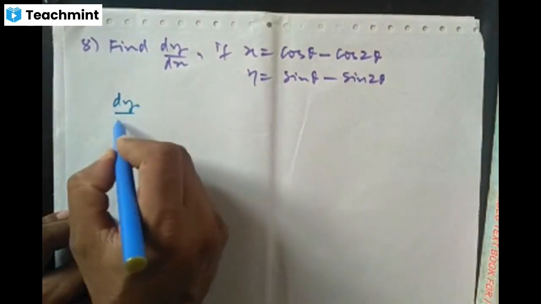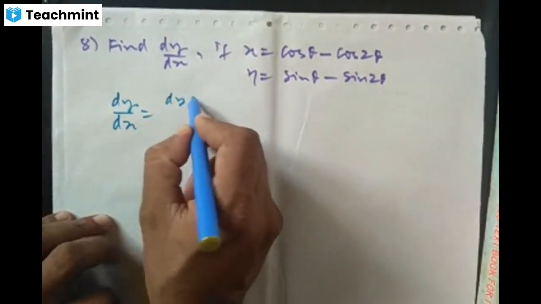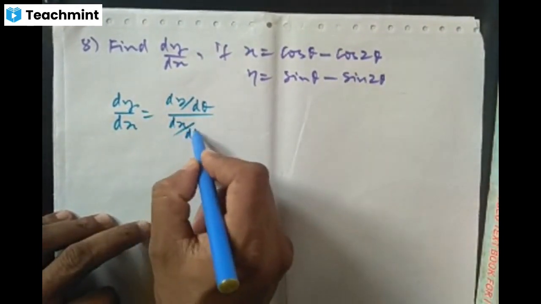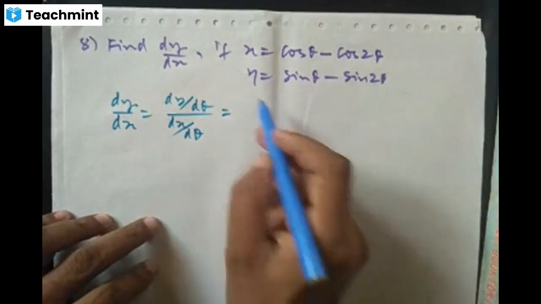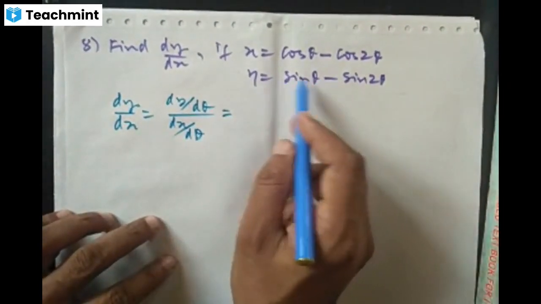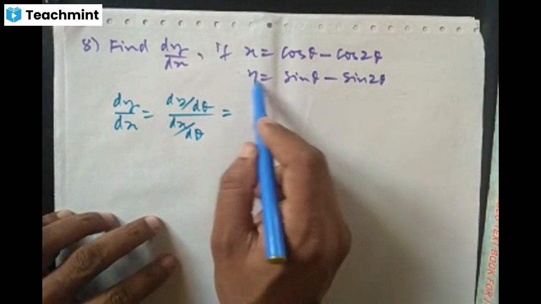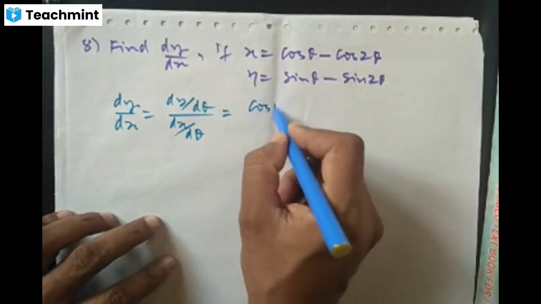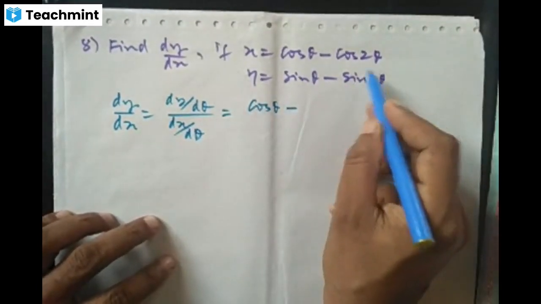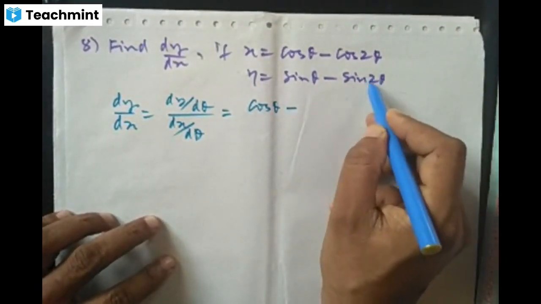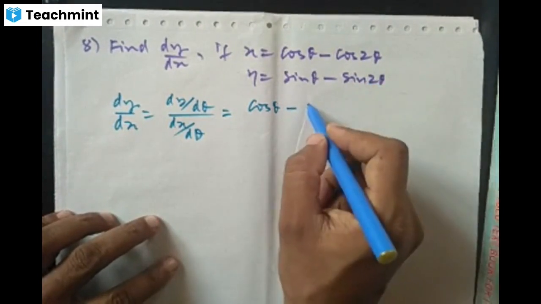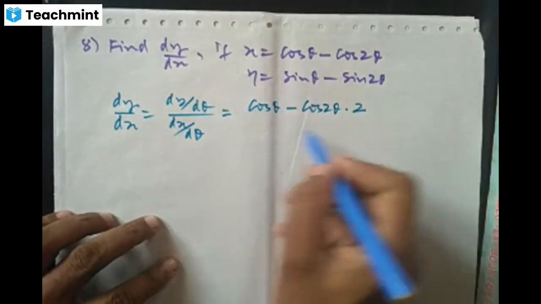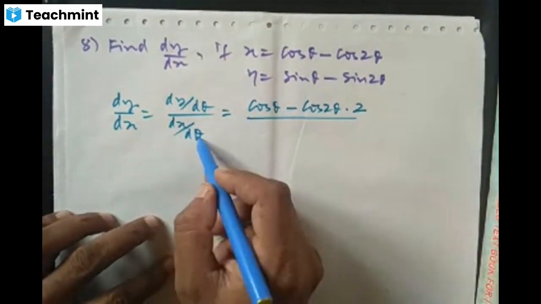So dy by dx is equal to dy by d theta divided by dx by d theta. What is dy by d theta? Differentiate both sides of this equation with respect to theta. So d by d theta of sin theta is cos theta minus d by d theta of sin 2 theta. This is composition of two functions, right? So using chain rule, it becomes cos 2 theta into d by d theta of 2 theta is 2, correct? Divided by dx by d theta.